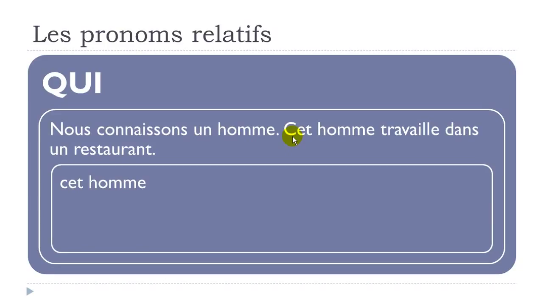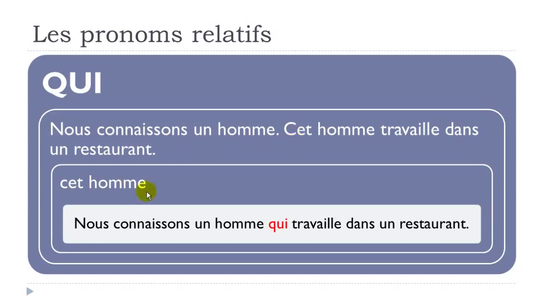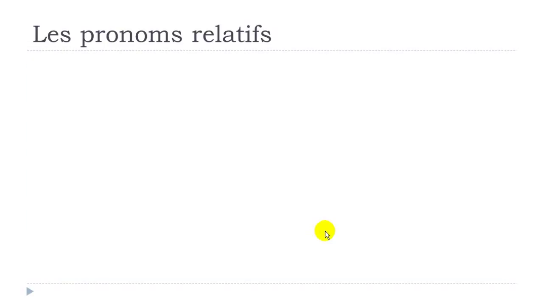So the sentence you will get will be this one: nous connaissons un homme qui, and that's where you put your pronom relatif, travaille dans un restaurant. So it is quite easy to make. It's not that difficult. You just need to remember that it should come right before the verb. And we've been choosing this qui just because it is the subject of the verb.